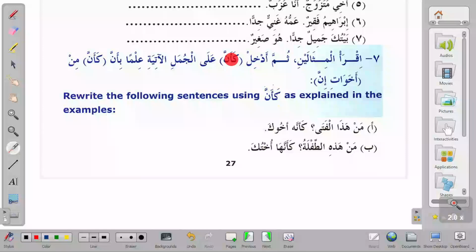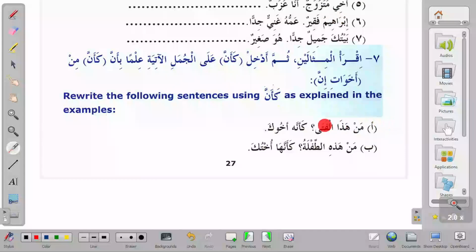Here he's saying: اقرأ المثالين ثم أدخل كأن على الجمل الآتية علما بأن كأن من أخوات إن. So you are just going to use كأن, just like we did for لكن. You are going to do the same thing here by using كأن.